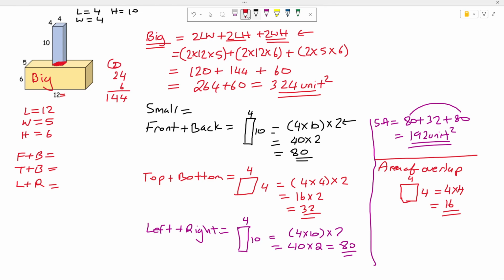Now our final conclusion, in order for us to find the total surface area: TSA is equal to small plus big minus 2 times the area of overlap. Now you guys might be asking why we have to multiply it by 2. Just like what I explained just now, we calculated this part twice extra. We calculated that part when we found the area of the big rectangular prism, and then we calculated that part when we found the area of the small rectangular prism.